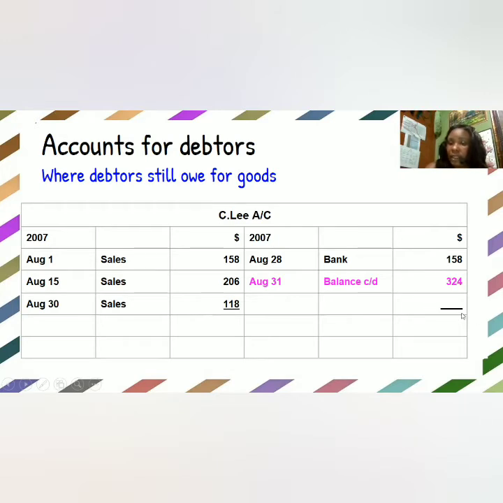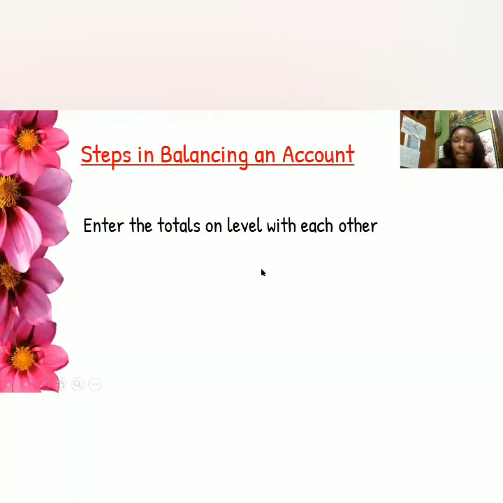So the name for this 324 right here is balance carried down, abbreviated by balance CD. And the balance CD is always at the end of the month, and that's why we have August 31. That's a mouthful, but I'm sure you'll get it. If you don't get it, pause, rewind, watch again. Let's continue. So we have our 2 single lines.